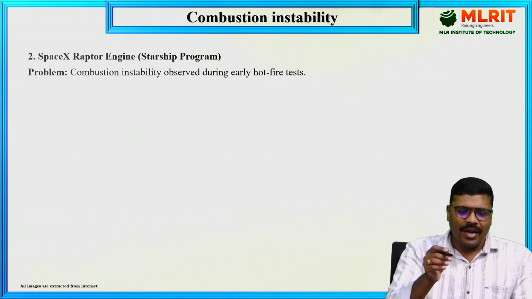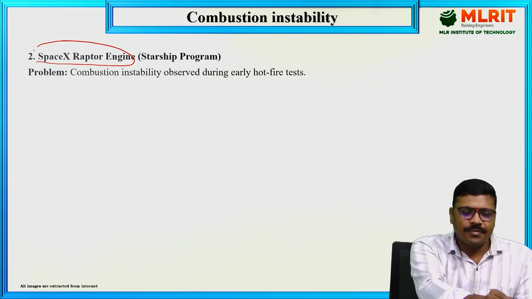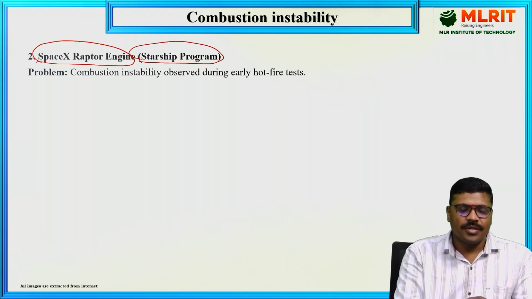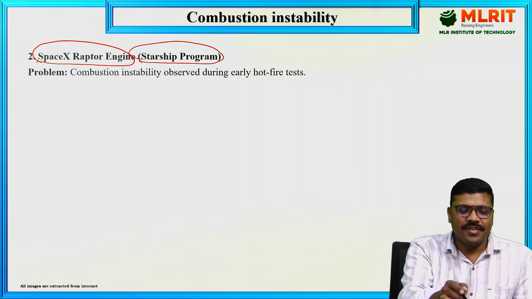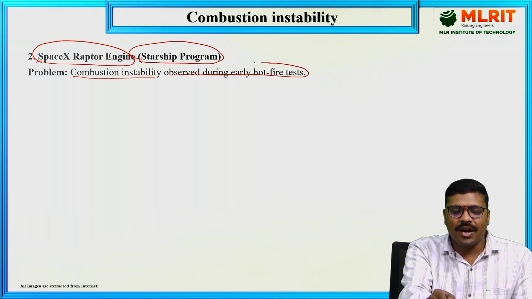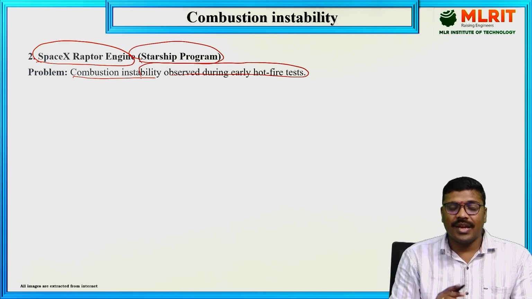Next, another example is the SpaceX Raptor engine, which is used in the Starship program. The problem that arises is high frequency combustion instability, right? Here the combustion instability was observed during the early hot fire tests. The process of combustion is not uniform. It is not constant. There are fluctuating flames.